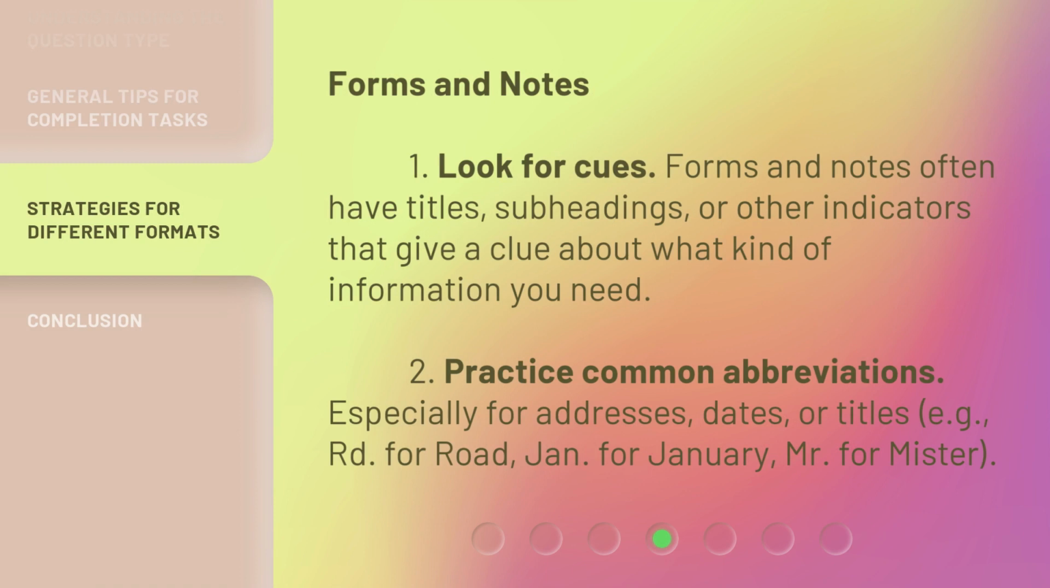Forms and notes. 1. Look for cues. Forms and notes often have titles, subheadings, or other indicators that give a clue about what kind of information you need. 2. Practice common abbreviations, especially for addresses, dates, or titles, e.g., Rd. for Road, Jan. for January, Mr. for Mister.